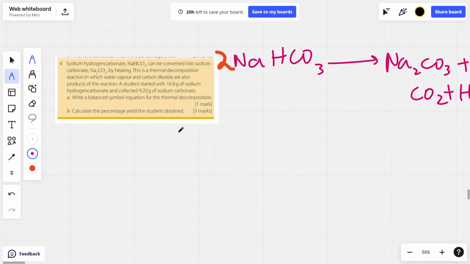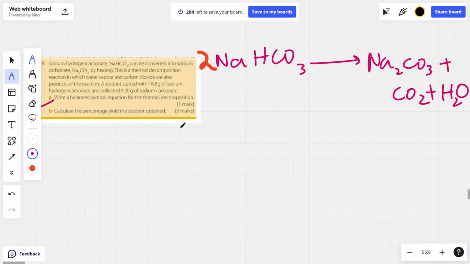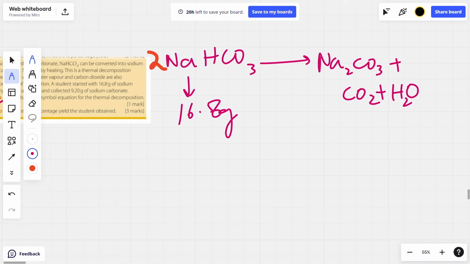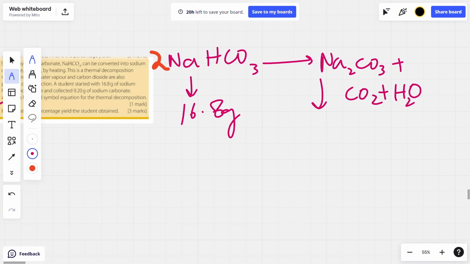We have done the first part of question number 4, part A. Now we will move towards calculating the percentage yield the student obtained. The mass given in the question is, the mass of the sodium hydrogen carbonate is 16.8 gram and the mass of the sodium carbonate is 9.20 gram.